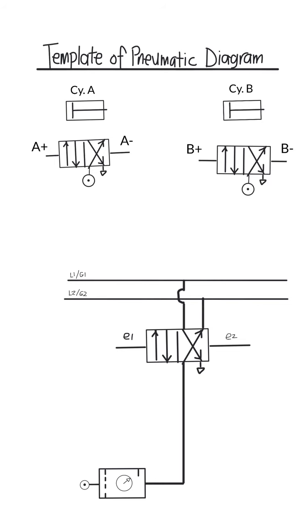First thing first, you have to know the template of the diagram. For this template, it will be used for any process, any sequence, either 3 cylinder or 2 cylinder. If you have a process with 3 cylinder, just add another set, cylinder C with the directional control valve. The rest is still the same, and the group is still the same. We only have 2 groups even though we have 3 cylinders.